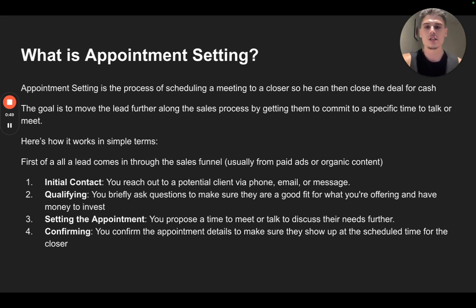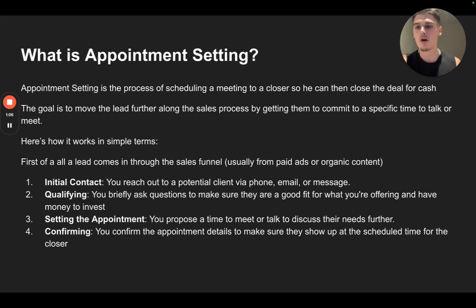Appointment setting is the process of scheduling a meeting with a closer so we can then close the deal for cash. So the goal is to move the lead further along the sales process by getting them to commit to a specific time, basically like a Google Meet or a Zoom.